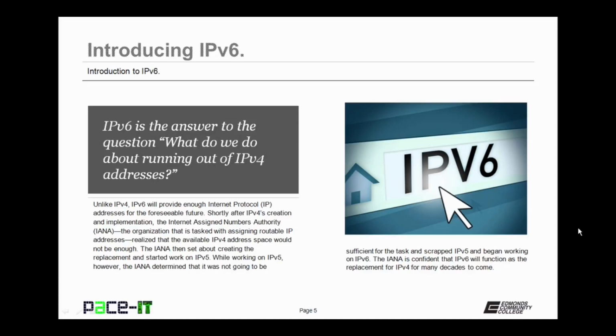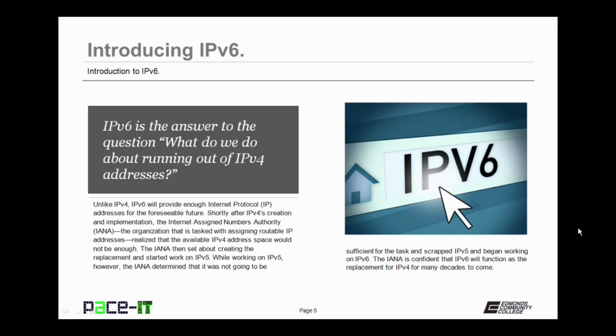So what is IPv6? Well, it is the answer to the question of what do we do about running out of IPv4 addresses. Unlike IPv4, IPv6 will provide enough IP addresses for the foreseeable future. Shortly after IPv4's creation and implementation, the Internet Assigned Numbers Authority, the IANA, which is the organization that is tasked with assigning routable IP addresses, realized that the available IPv4 address space would not be enough in short order.